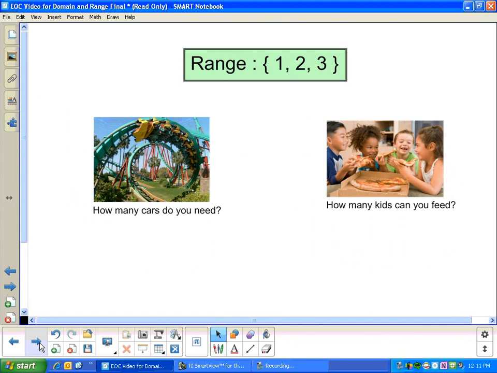Okay, so now we're going to look at some scenarios. In this case, I am a roller coaster ride operator, and I'm trying to figure out whether my range is 1, 2, and 3. Range is y, that's also the output. I'm trying to figure out whether my output is going to be 1, 2, and 3. What does that mean?